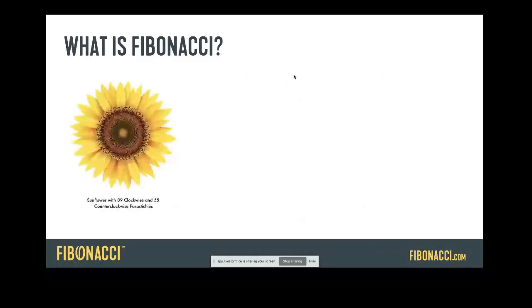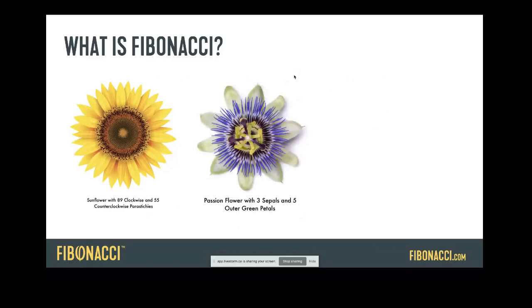So with that, I mentioned that the Fibonacci sequence is pervasive in nature. Here are just a very few examples. I could give you about 100, 200 examples pretty easily, but just the sunflower, you'll notice pretty much all sunflowers have 89 clockwise and 55 counterclockwise parastichies. These are Fibonacci numbers. So many flowers in the plant kingdom have petals that coincide with Fibonacci numbers. In this case, the passion flower has 3 sepals and 5 outer green petals. The daisy, most daisies have either 13 or 21 petals.